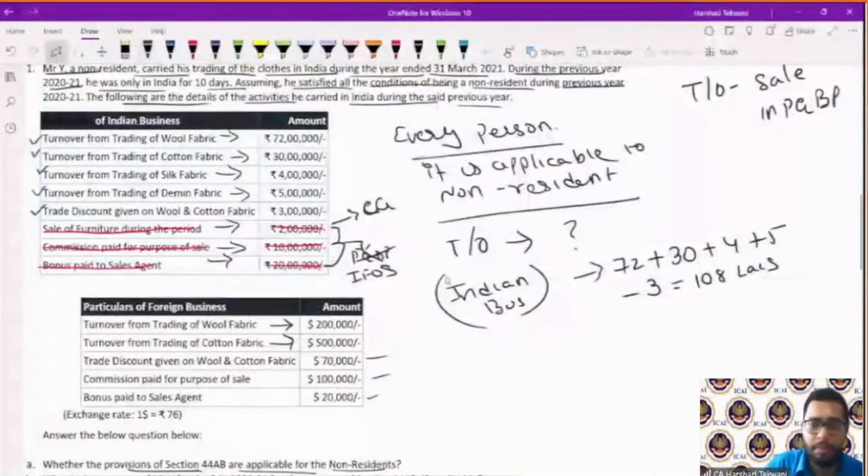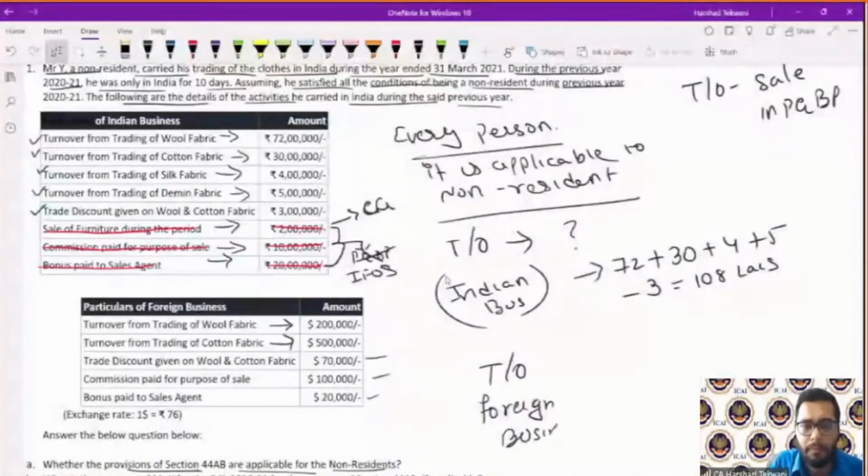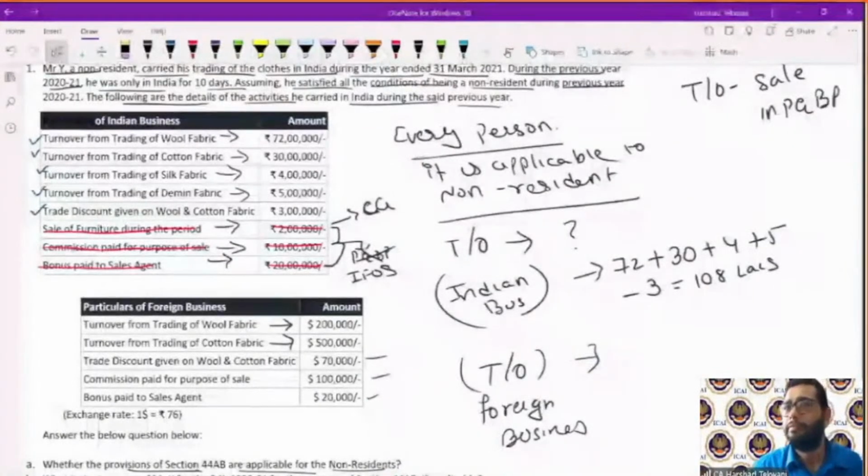Okay. Now second question. What will be the turnover for foreign business? Now you tell me what should be the turnover for foreign business. Yes, trade discount needs to be excluded. The reason is that trade discount is normally allowed to a customer if the sales made to him exceed a particular quantity. Let's say if you are purchasing more than 10,000 quantity, I'll give you a trade discount. This is dependent on turnover directly as per the trade practice, and hence it is in the nature that this discount should be deducted from the figure of sales.